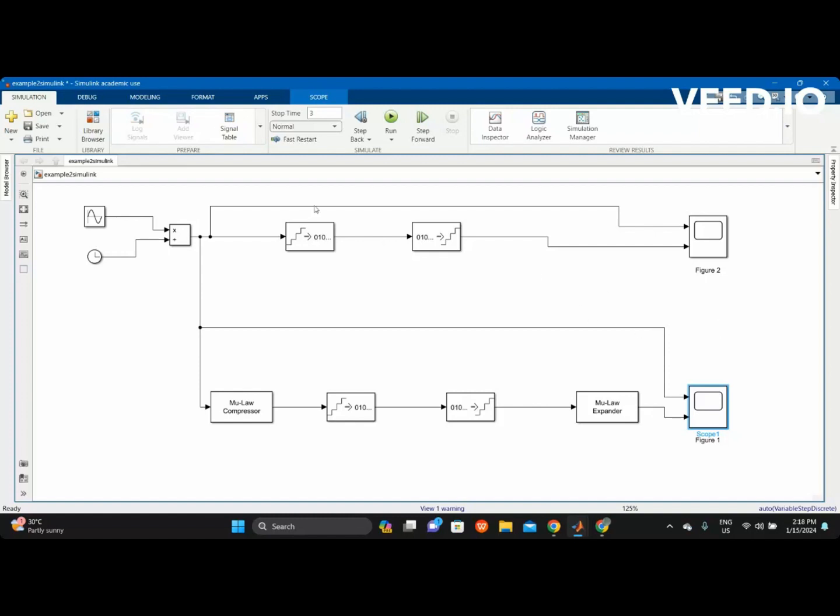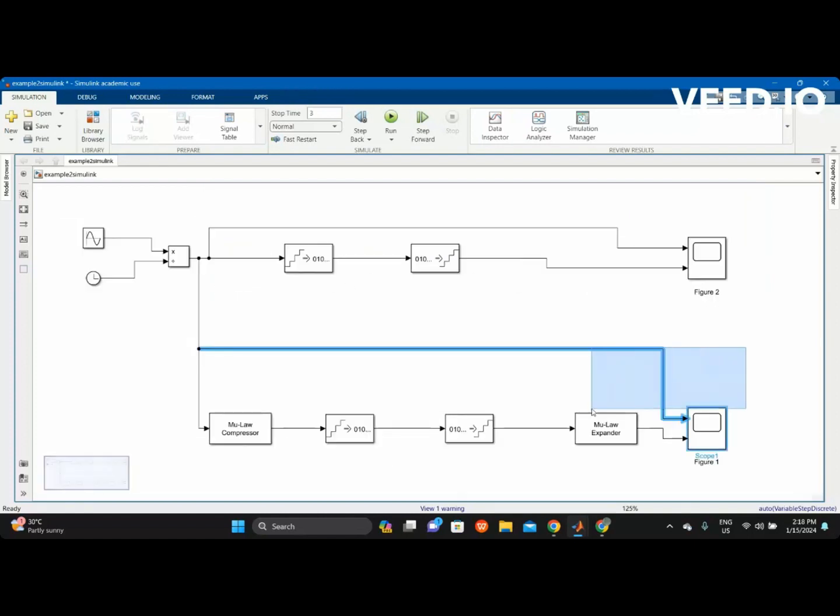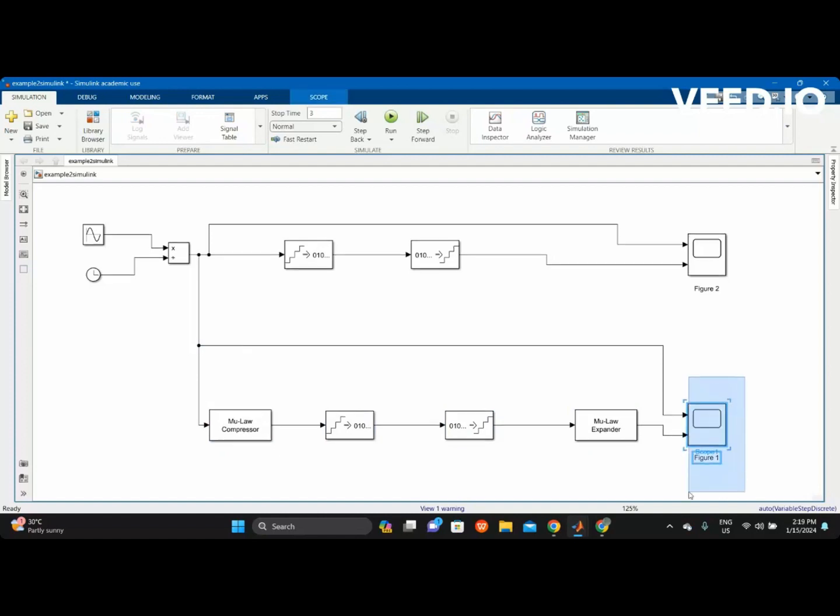Before we do anything, we will provide our components first. The first things we need are the sine wave, the clock, so we can check the time, and the divide. For figure 2, without compounding, we will need a uniform encoder, uniform decoder, and scope. For figure 1, the compounding signal, we need a Mu-law compressor, uniform encoder, uniform decoder, and Mu-law expander. Last but not least, the scope. This scope is actually the output that will be received.